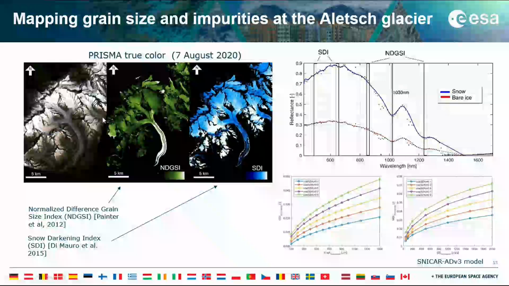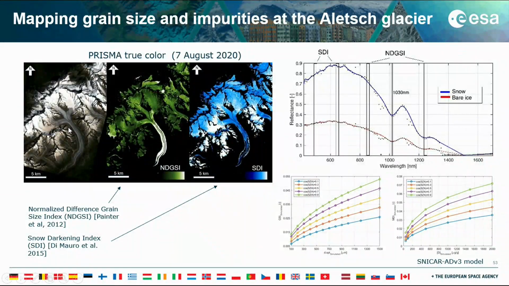So this is a sample representation of the RGB image of PRISMA, and the NDGSI, which is a normalized index between these two wavelengths, and the SDI again. And we see that the grain size increases as we go lower on the glacier, and the SDI is higher again in the transition between the accumulation and the ablation season, where the impurities get concentrated by the melting itself.